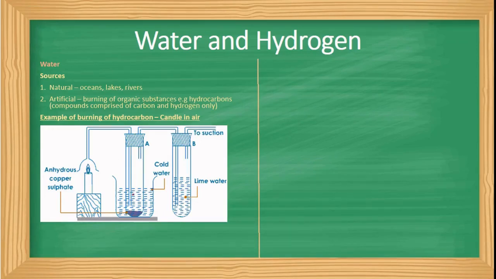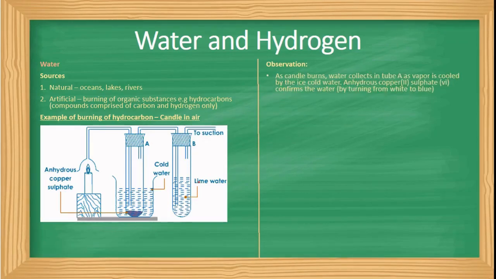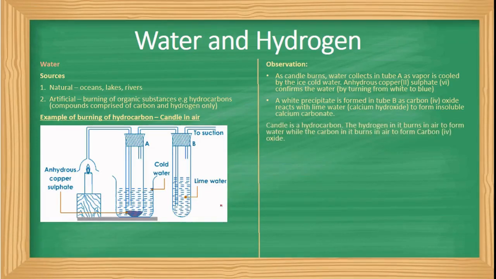So in tube A, it's confirmed that water is produced from burning of candle, and in tube B it is confirmed that carbon 4 oxide is produced from burning of the candle. So these are the observations that are made. You'll notice that there is some cold water here, ice cold water, which is meant now to cool the vapor that comes from burning, and of course so that it can be liquefied to water.